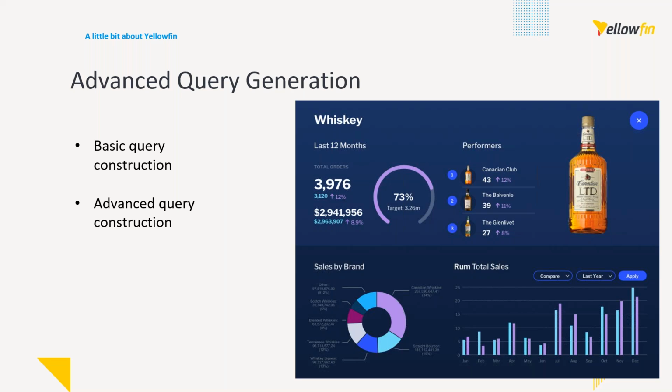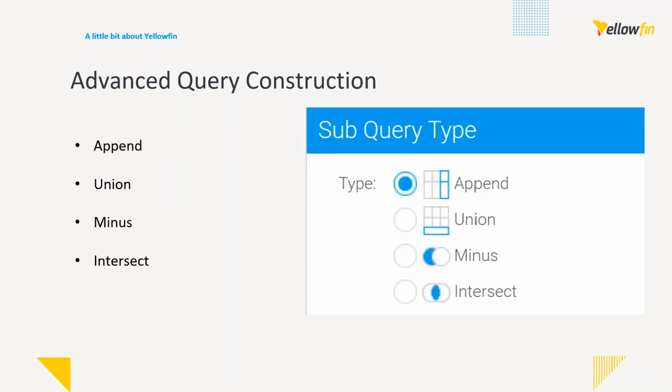To construct advanced queries in Yellowfin, you can combine multiple queries using subqueries, which may originate from one or more data sources. The main criteria for using subqueries is that both the main query and the subquery must share common fields for linkage. There are four different ways to link subqueries in Yellowfin: append, union, minus, and intersect. These methods provide various approaches to combining data and achieving desired results.